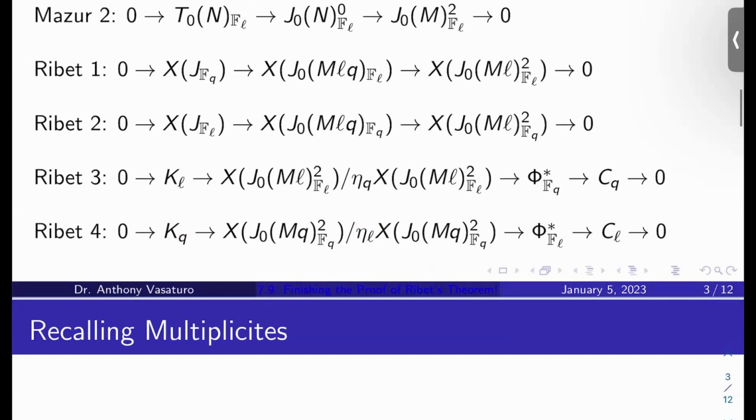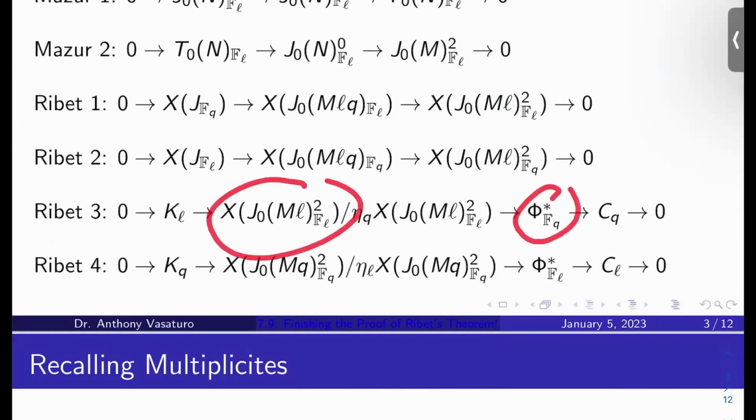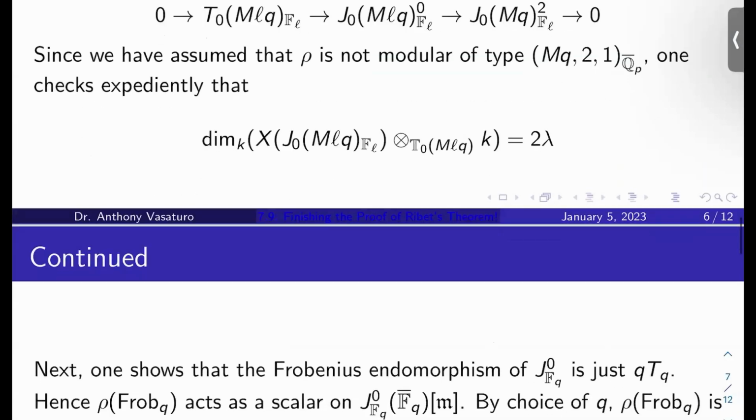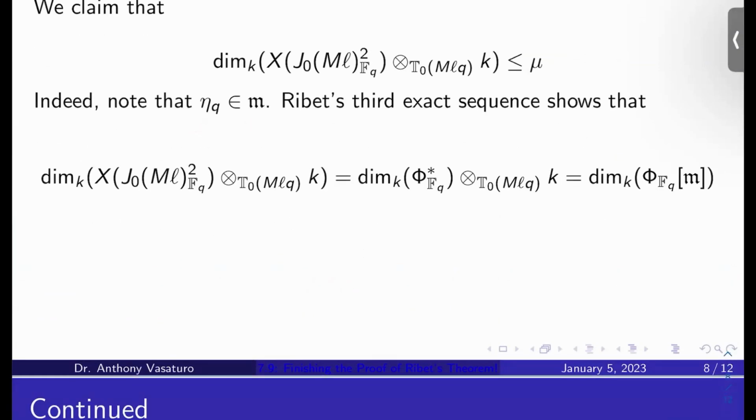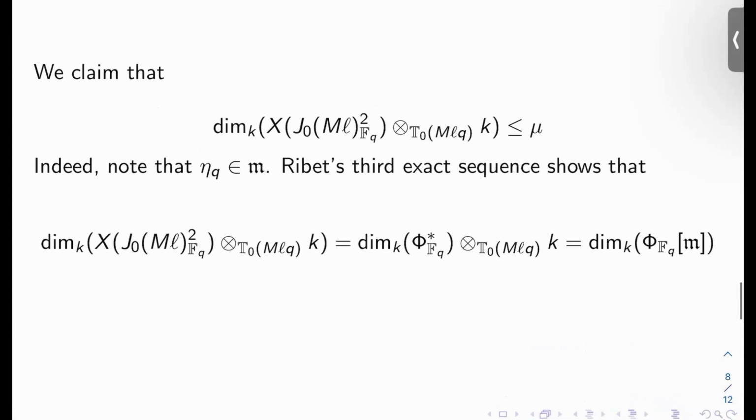So what's going to happen is, let's focus on these two. There are details to check here, but because eta Q is in M, the k dimension of the character group of the one on top of that quotient, so the character group of J0 of ML squared mod Q tensored up to k, is going to be the same as the k dimension of phi star of FQ tensored up to k. This is all because eta Q is in M. And again, because eta Q is in M, this is going to be the k dimension of the M torsion of phi sub FQ. Now, there are things to check here, but I'm just trying to give you an outline. Basically, we can't go through this whole thing.